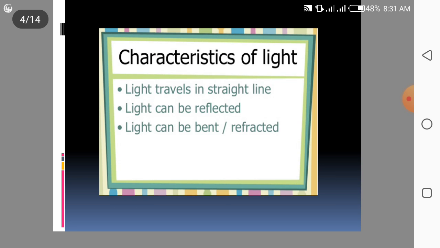We have already discussed the characteristics of light. Light always travels in a straight line. Light can be reflected. Here reflection means the bouncing back of light from a source. Light can be bent or refracted. Refracted means the light changes direction.